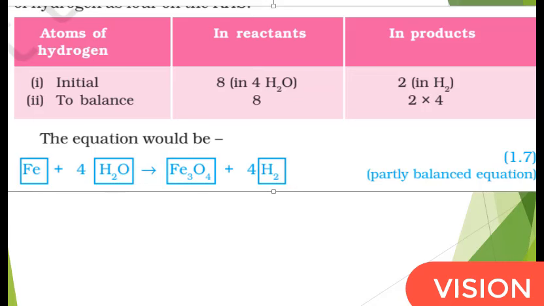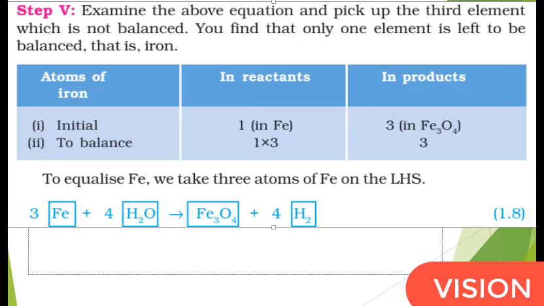Let me move towards the next step. Next, step 5. In this step 5, only one element has not been balanced. Now we are going to balance the ferrous. Adding 3 in front of the ferrous on the LHS, it will be completely balanced. The equation we can get is 3Fe plus 4H2O gives Fe3O4 plus 4H2. This equation we are getting.